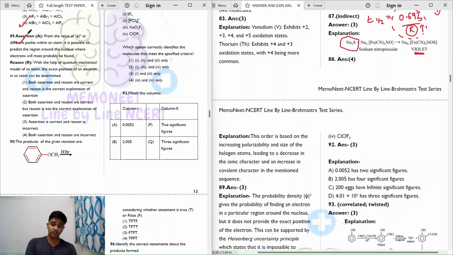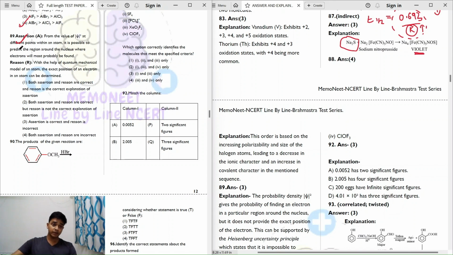If we take a look at the reasoning statement, it says with the help of quantum mechanical model of an atom, the exact position of an electron in an atom can be determined. So we all have studied the Heisenberg uncertainty principle, and from that we know that we cannot determine the exact position or the exact velocity of an electron at any given point of time.